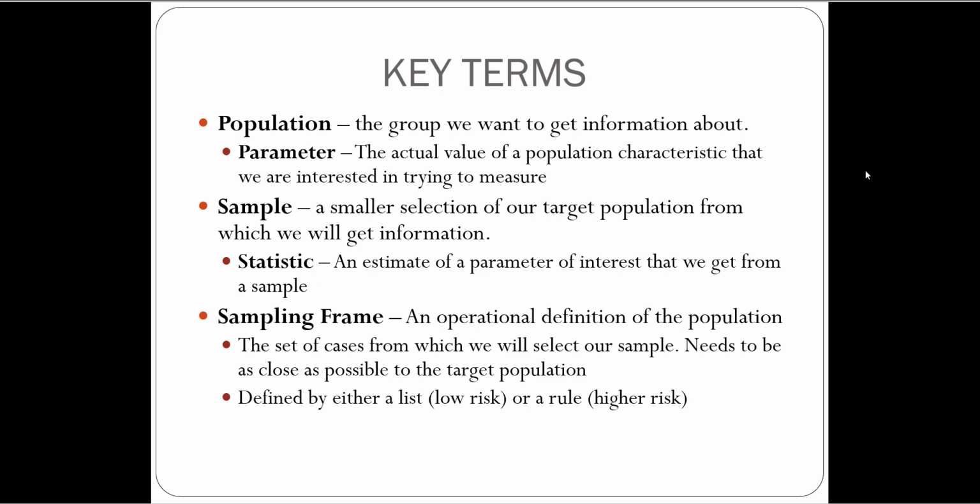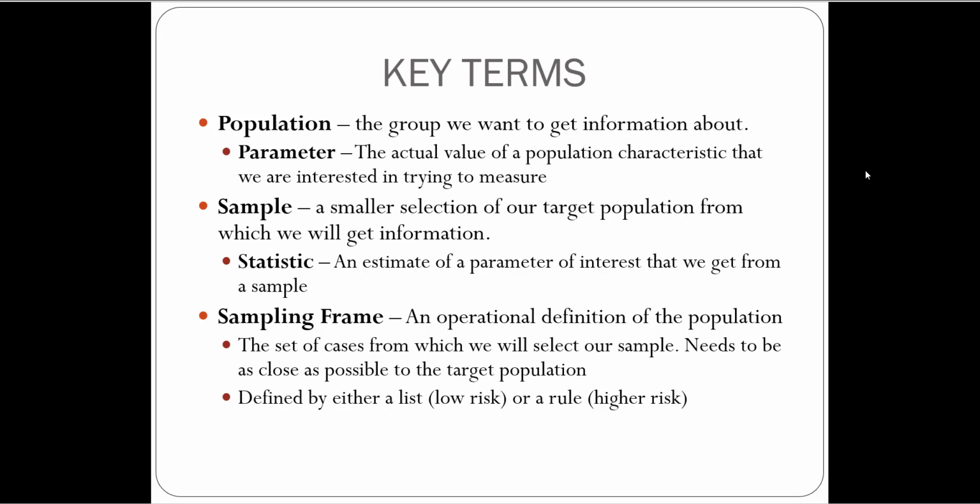So let's talk about some key terms that we'll need to know going forward. The first is the population. The population is the group of cases that we want to get information about. In the population, there is a parameter, which is the value of a population characteristic that we're interested in trying to measure. Say we're looking at the population of the United States, and we're looking at the ages of the people in the United States. The average age then will be the population parameter, the real, actual age for everybody in the United States.